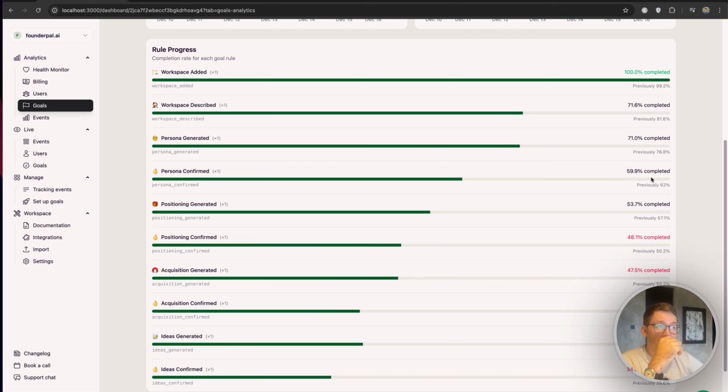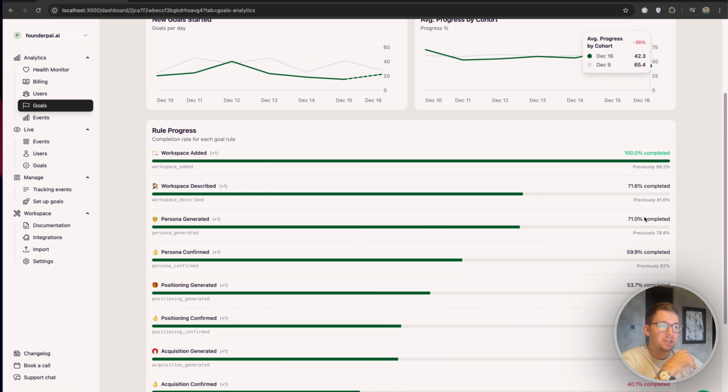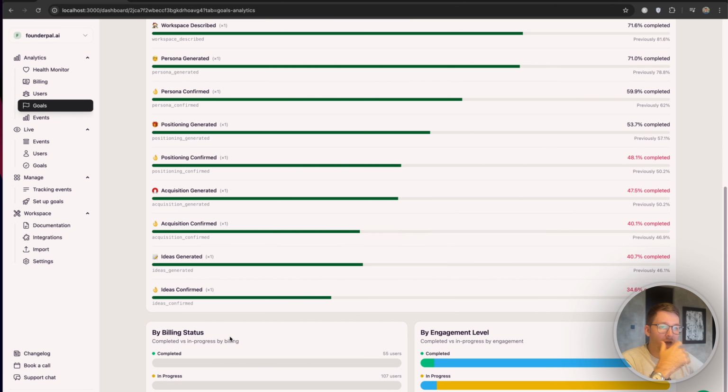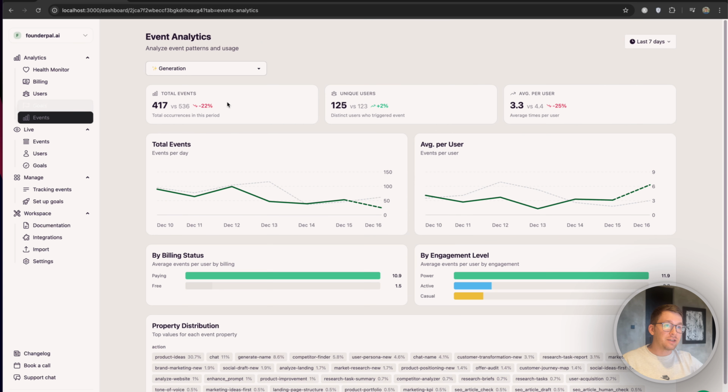And I had this nice addition where I have the previous period, so you can tell, for example, I had higher completion with workspace described in the previous period. This is the last 7 days, and in the previous 7 days, I had a higher conversion rate on this rule. So that's something to think about, and maybe I need to change something. And we have how this goal impacts the billing status and the engagement level, the completion of this goal. And I added event analytics.